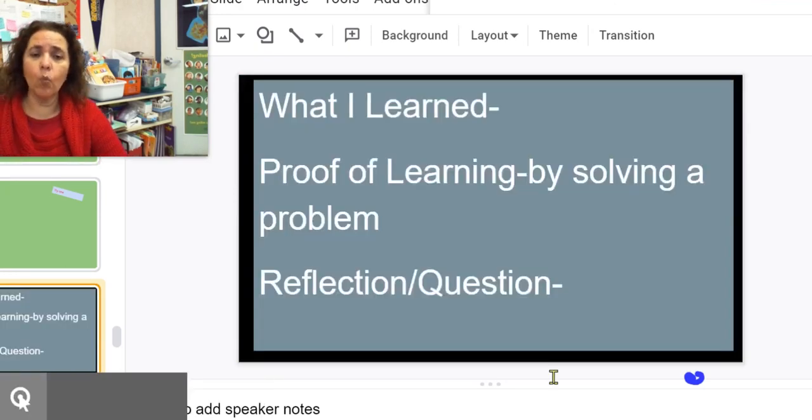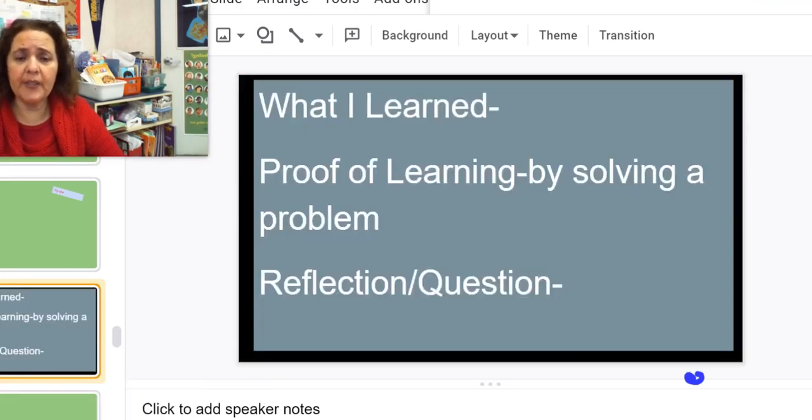All right, write down what you learned today. Proof of learning by solving a problem. So something divided by either a tenth, 100, or 1,000. And then a reflection or a question that you have. So a whole number divided by a decimal. Okay.